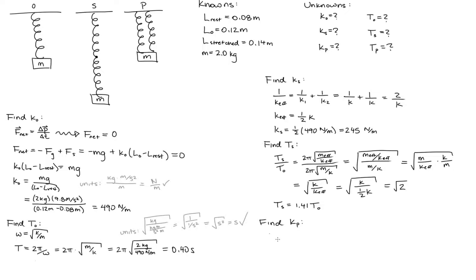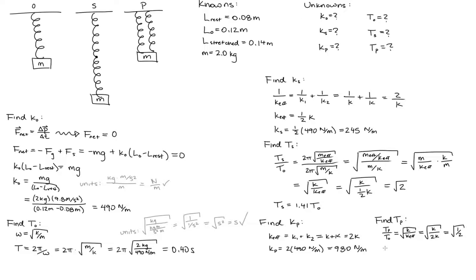The effective spring constant for two springs in parallel is given by K effective equals K1 plus K2. In this case, since the springs are once again identical, this simplifies to 2K. Thus, Kp is 980 newtons per meter. We will now solve for the ratio of Tp to T naught. Similarly to the above problem, this is given by the square root of K over K effective. In this case, this becomes the square root of 1/2.